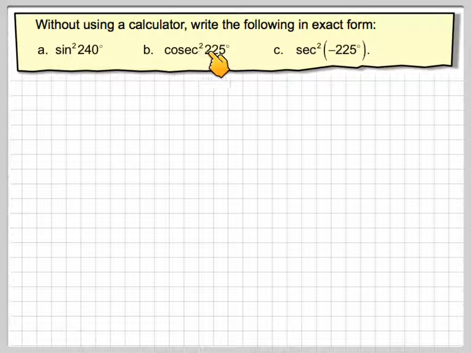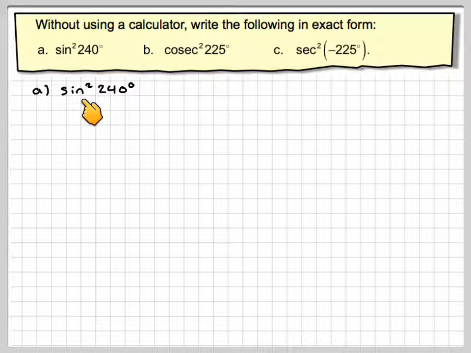Without using a calculator, write the following in exact form. So we've got sine squared of 240, cosec squared of 225, and sec squared of minus 225 degrees. Okay, so taking the first one, we've got sine squared of 240 degrees.